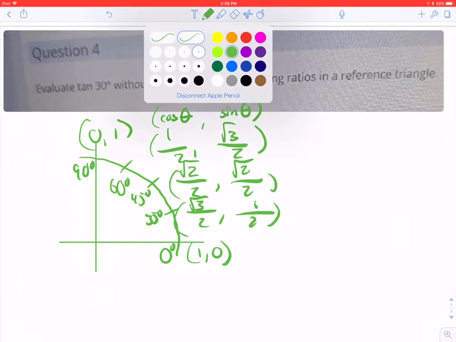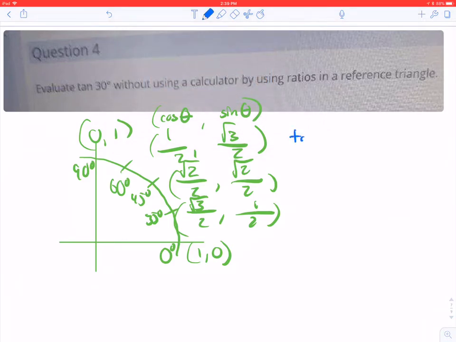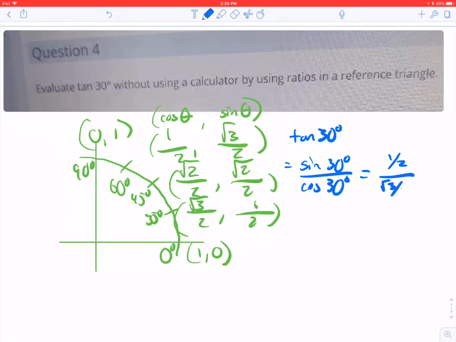If I were doing tan of 30 degrees, I know that tan is sine of 30 degrees over cosine of 30 degrees. With the unit circle, I know that the sine of 30 degrees is a half. So that's going to be 1/2 over cosine of 30 degrees, which is root 3 over 2. When you simplify this, you get 1 over root 3, which is root 3 over 3. So it says evaluate tan of 30 degrees without a calculator by using ratios and a reference triangle. This is how I would do that.